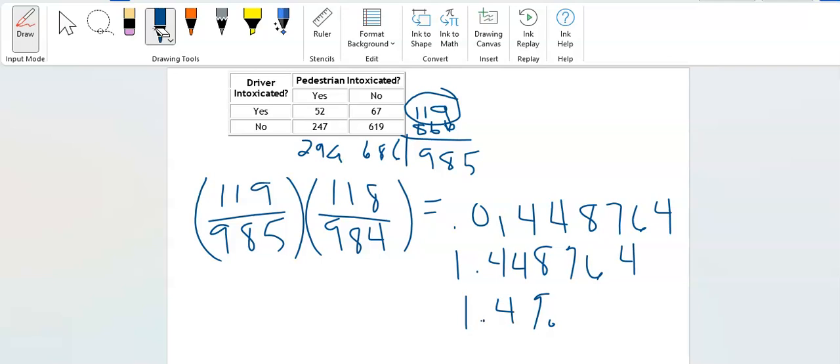Now, if it had been 3 intoxicated drivers, we would have gone to multiplying by a fraction with 117 out of 983. Notice how we just assumed that we get what we were thinking about for that probability when we go on to the next fraction. Hopefully that's clear. But I think that will hopefully help you through these problems.